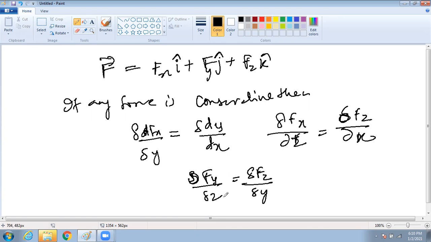Now what is this dou? Does anybody know what this is called? It's called partial differentiation. Yes or no? Are you aware? Was it taught? No, don't worry. We will teach you. Partial differentiation means you are only partially differentiating. How to do it, we will see later on. Clear? Just note down this.